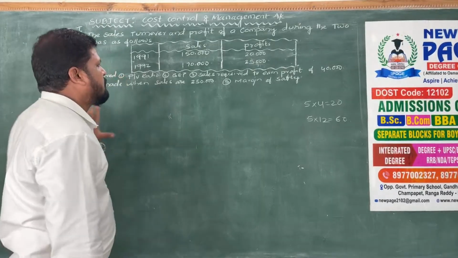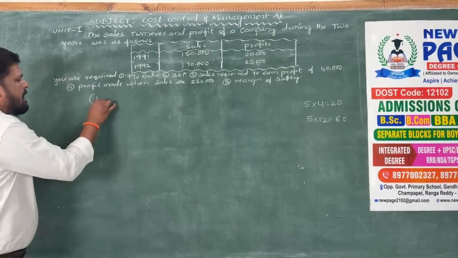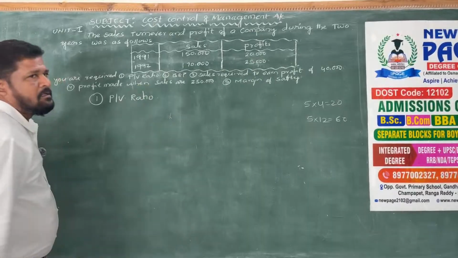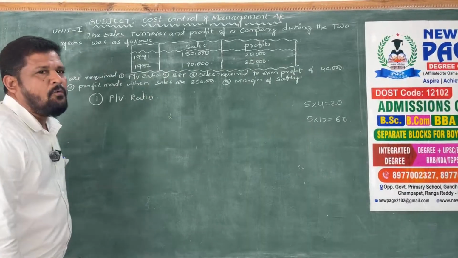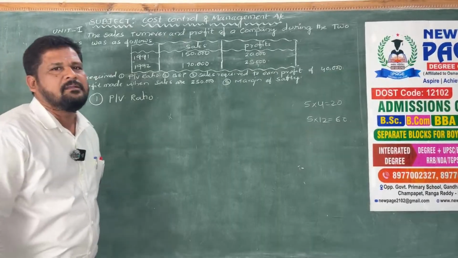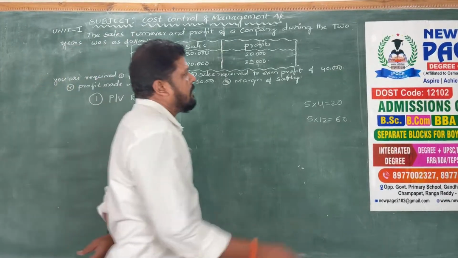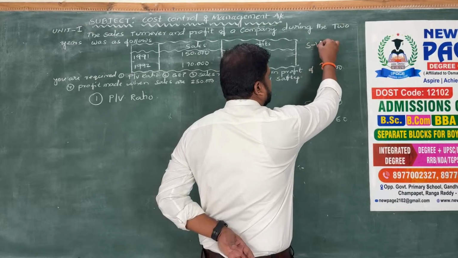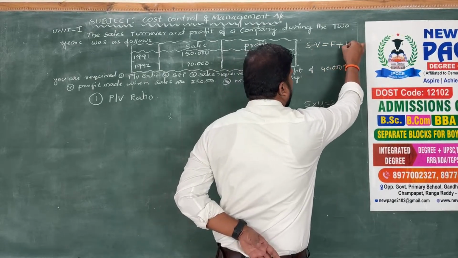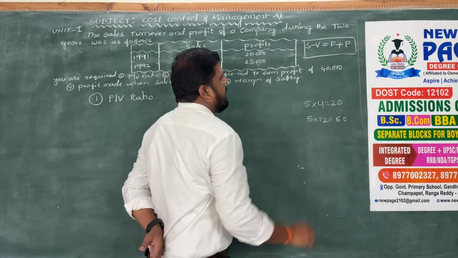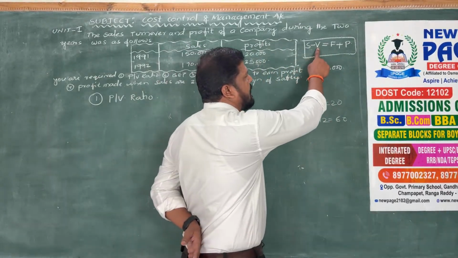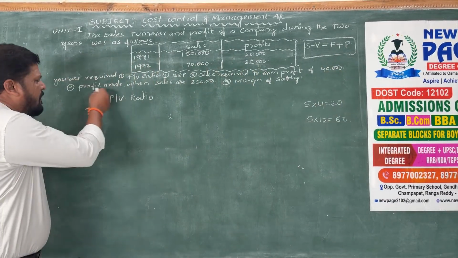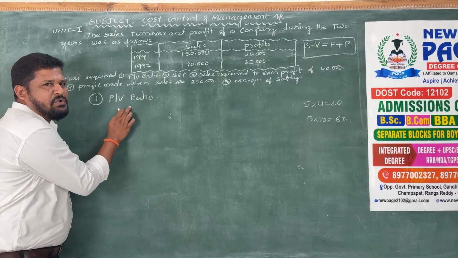So listen carefully. First one is to calculate the PV ratio. All of you remember the formulas. Formulas are most important in marginal costing. Remember the marginal costing equation: S minus V is equal to F plus P. S refers to sales. Sales minus variable cost is equal to fixed cost plus profit. So first of all, we have to find out the PV ratio.